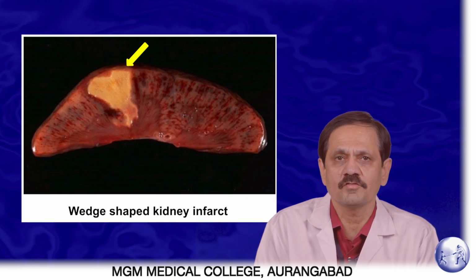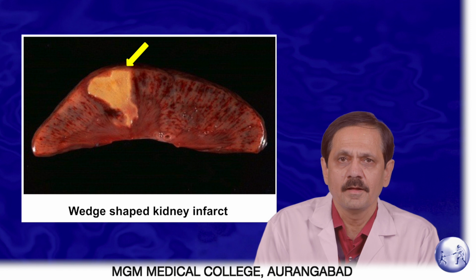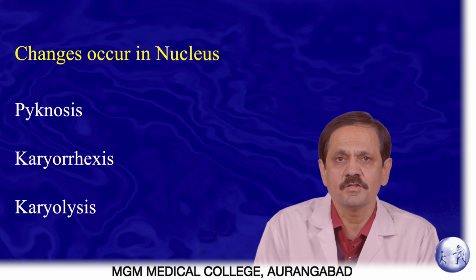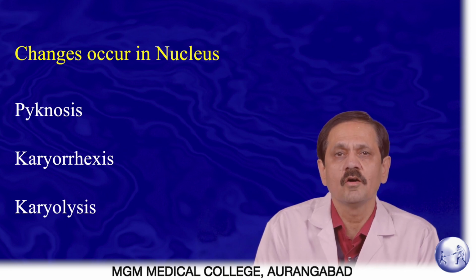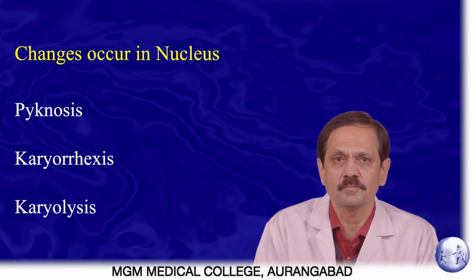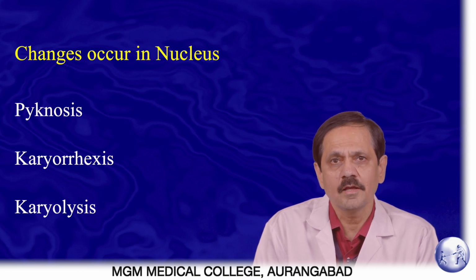Now, we will see what changes occur and what you see under the microscope as well as on gross examination. Normally, a necrotic tissue is dull in appearance, it is whitish yellow in color, and it is opaque. Now, we will see what are the microscopic changes that occur inside the cell. First we will see the changes in the nuclei, and secondly the changes that occur in the cytoplasm. In the nucleus, three important changes occur: number 1, pycnosis, second, karyorrhexis, and third, karyolysis.